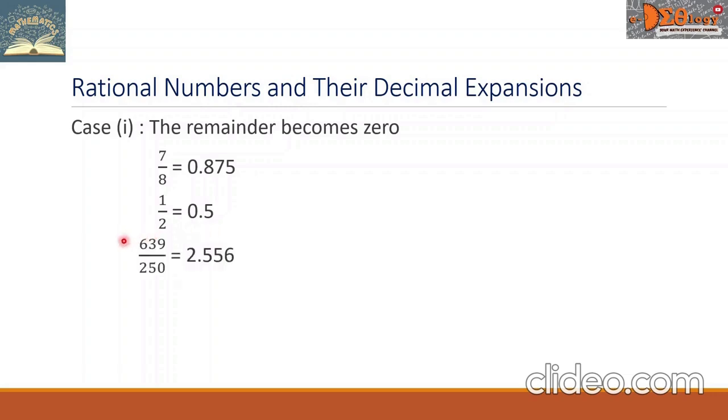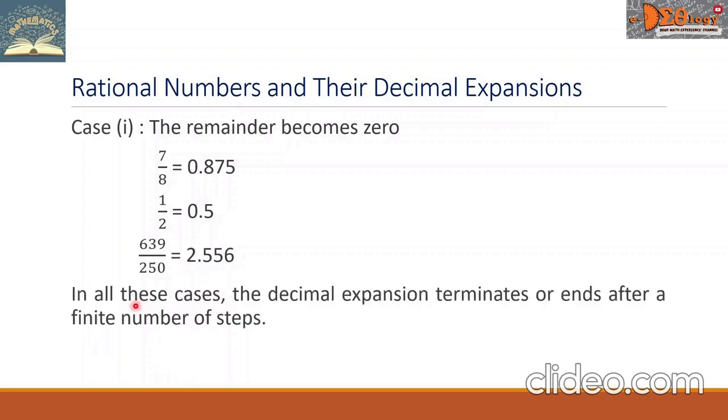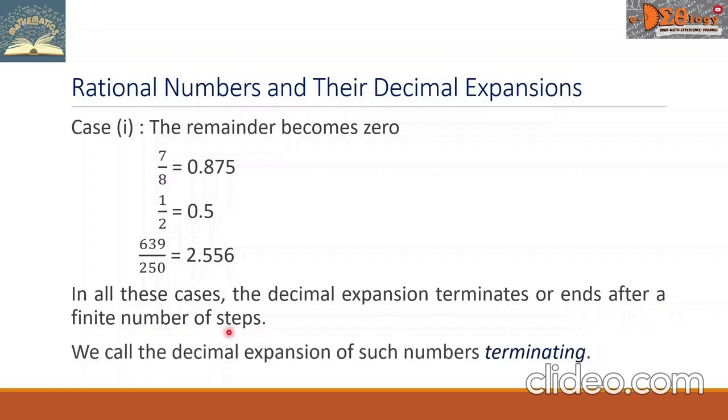0.5. Another example, 639 over 250 equals 2.556. In all these cases, the decimal expansion terminates or ends after a finite number of steps. We call the decimal expansion of such numbers terminating.